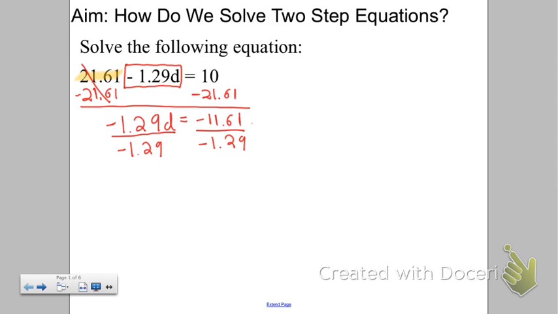Because whatever I do to one side, I have to do to the other side. Negative 1.29 divided by negative 1.29 cancels out, and I'm just left with d. When I do negative 11.61 divided by negative 1.29, I'm left with 9. So then my answer is just d equals 9. So that means if I were to substitute d back into my equation, the left side would equal the right side.